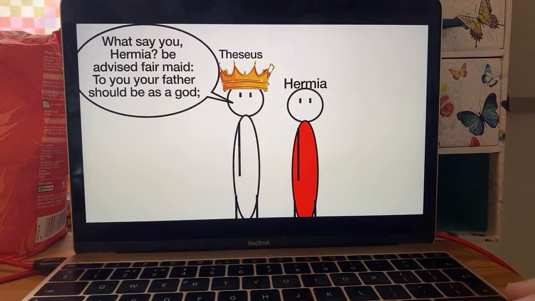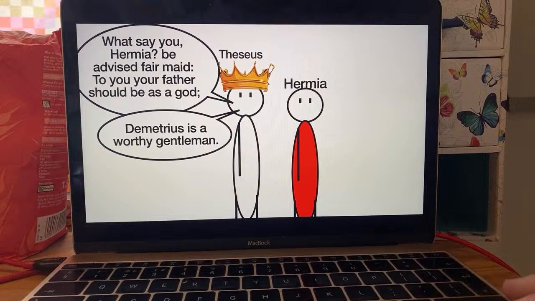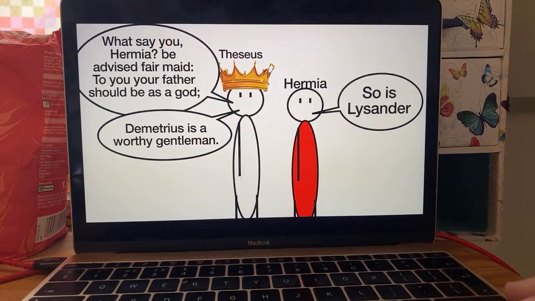What say you, Hermia? Be advised, fair maid, to you your father should be as a god. Your dad should be like a god to you. And Theseus says, Demetrius is a worthy gentleman. And then Hermia says, so is Lysander. I think that's really interesting.